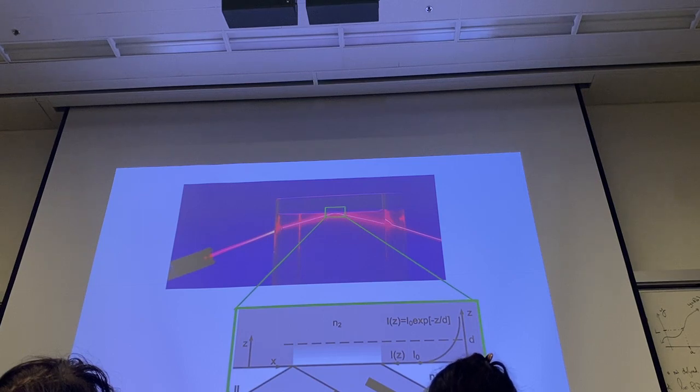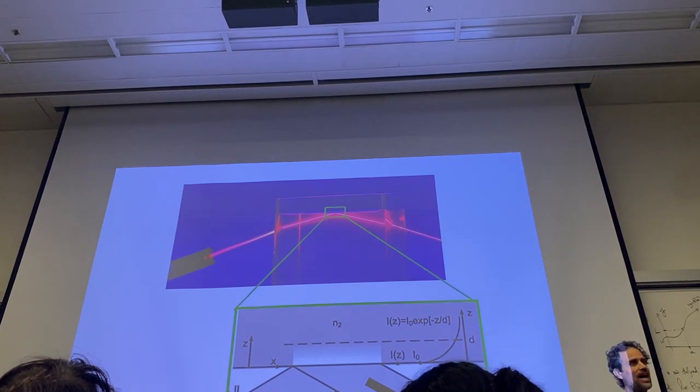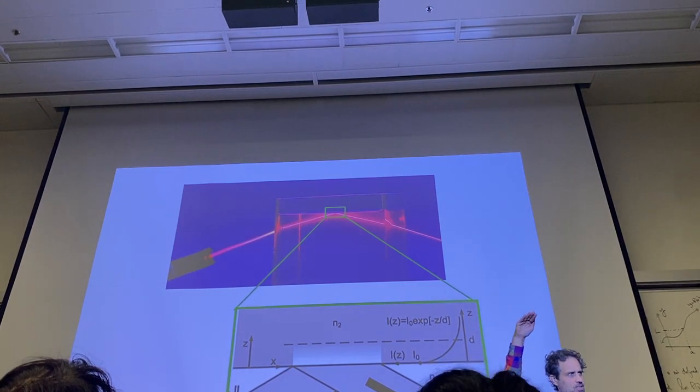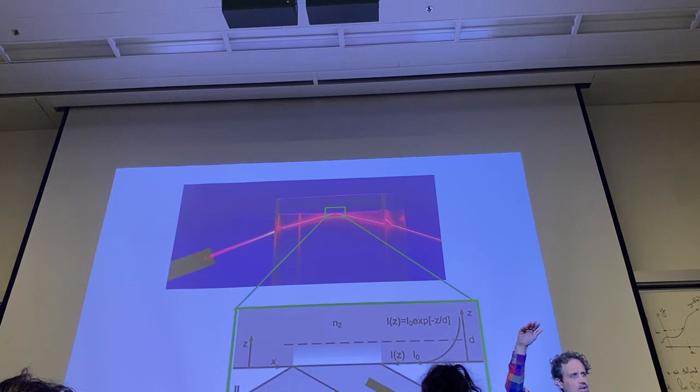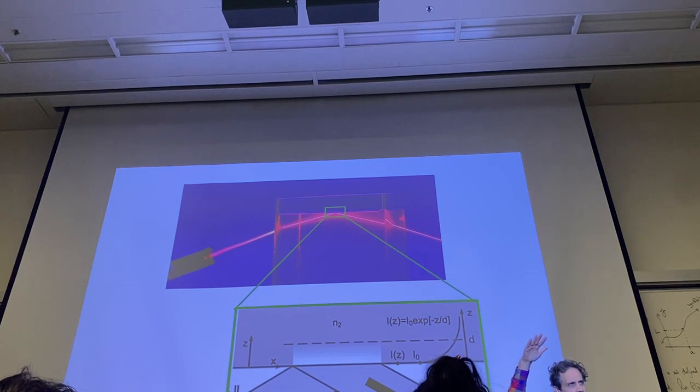Why not? Well, because it decays exponentially. What does it mean? There's a word for that. It's called evanescent. It's an evanescent wave. It's a wave that dies out and will never reach my detector. So if it never reaches my detector, effectively nothing has been transmitted to the other side.